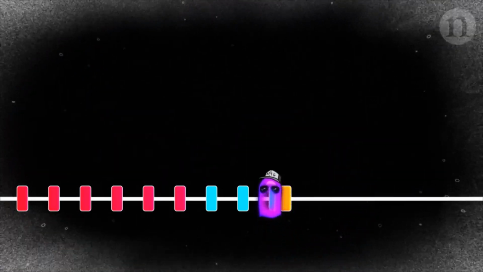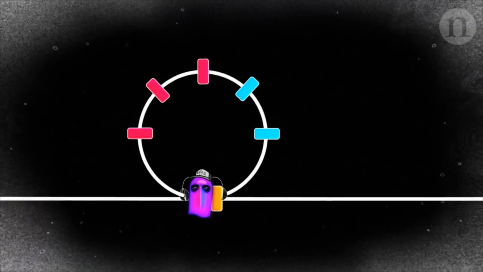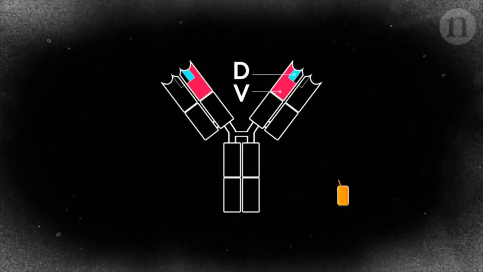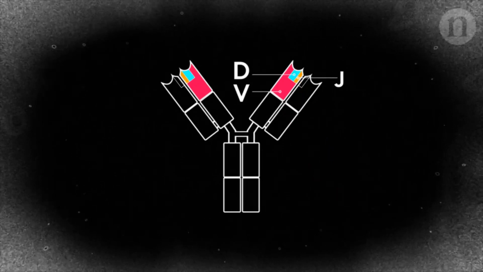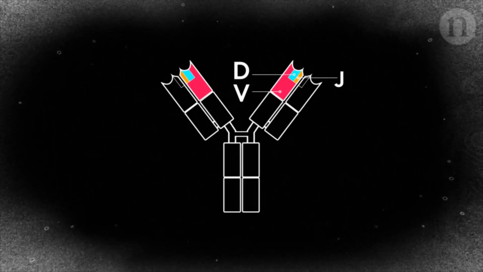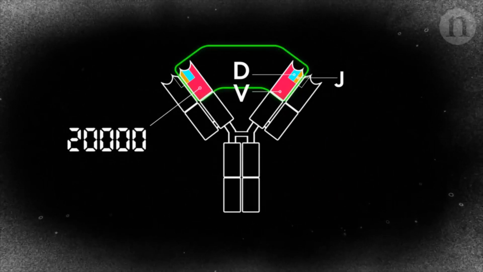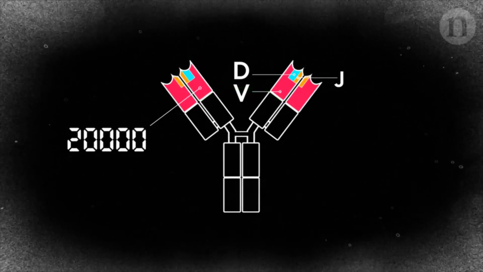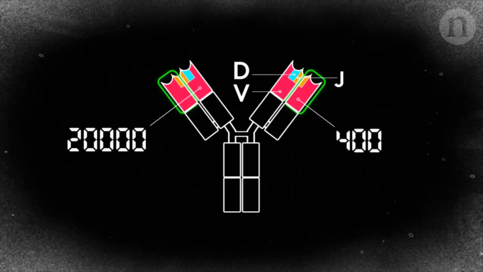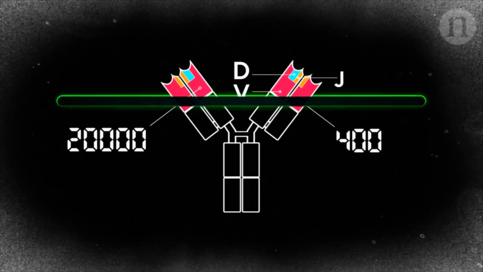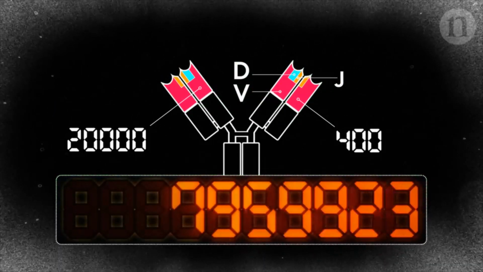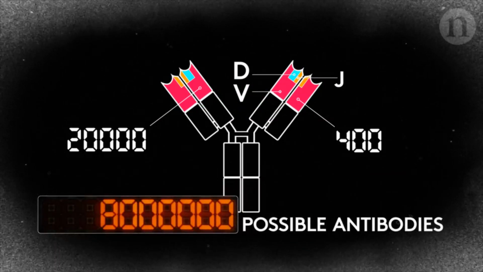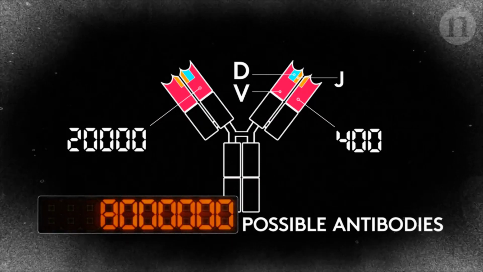The same thing happens with a random V segment. So you end up with a gene composed of one V, one D, and one J joined together. This provides over 20,000 possible VDJ combinations for the heavy chain. The light chain can have another 400 possible gene combinations. Combining heavy and light chains gives approximately 8 million different possible antibodies, each with a different binding site.